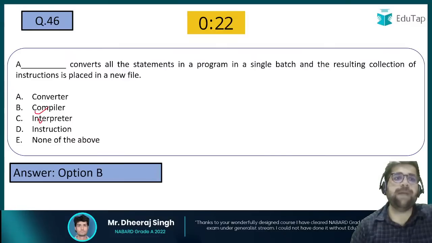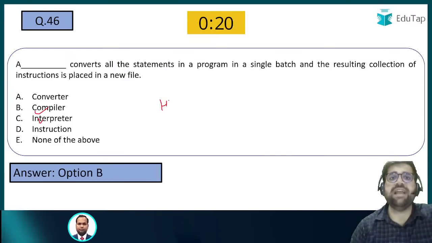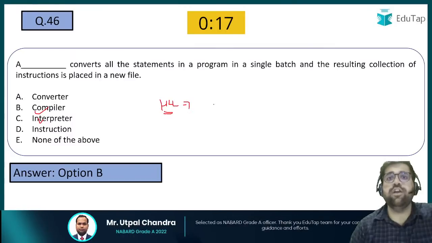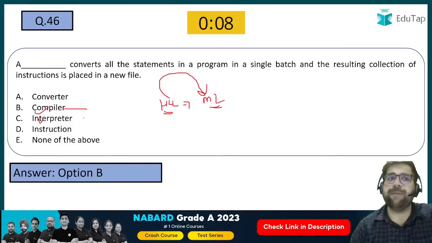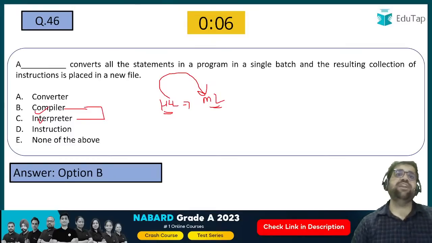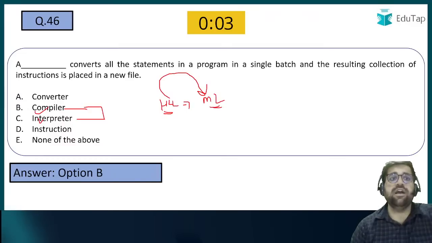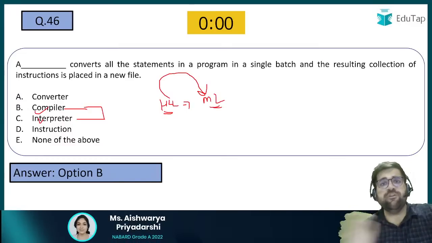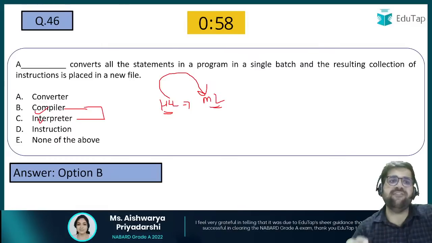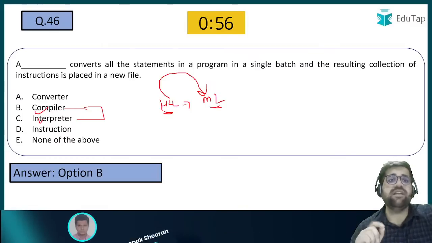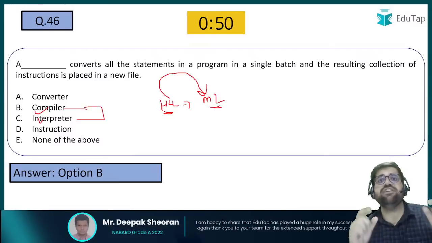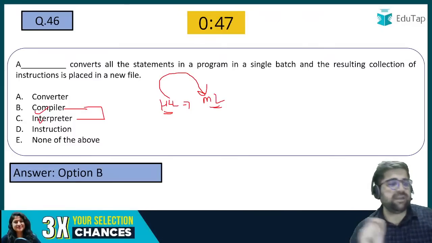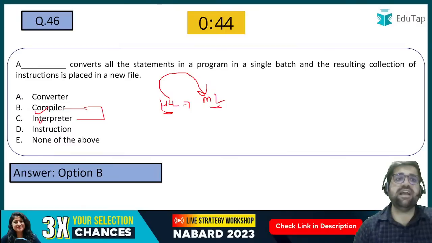Mind you, my friend, both compiler and interpreter are used to convert high level languages into machine language, which is a low level language. So when you are converting high level language to machine language, you will use either compiler or interpreter. But there is a difference between them. Compiler will convert all the code in one single paragraph. Interpreter will go line by line. This is a big difference between compiler and interpreter. I again repeat, compiler will convert the high level language as one full paragraph at the same time, but interpreter will go line by line. Therefore, the correct answer will be compiler.